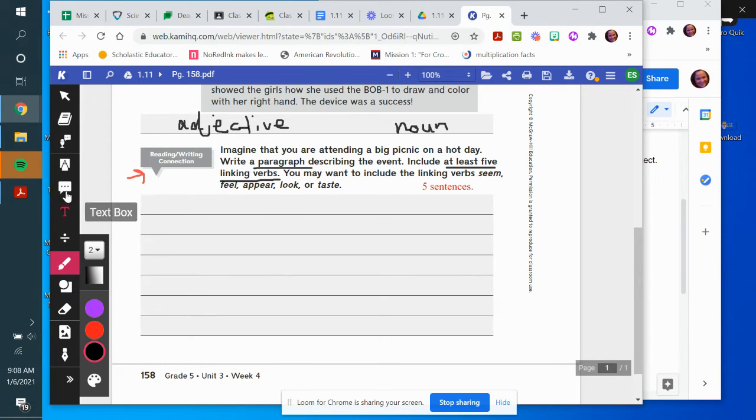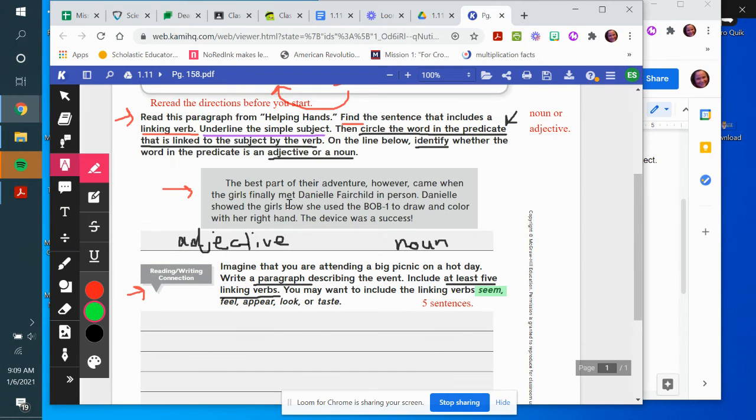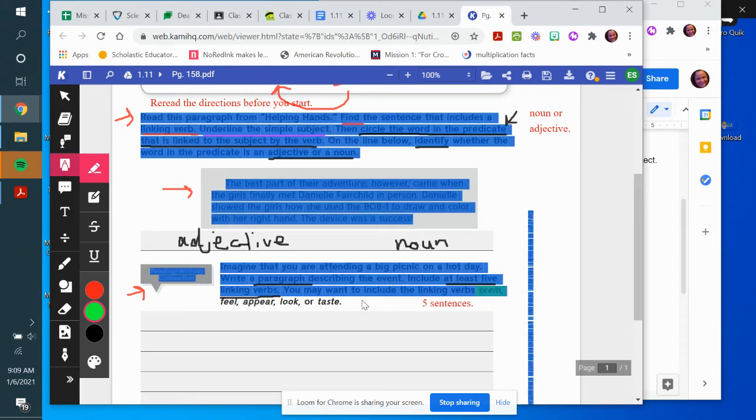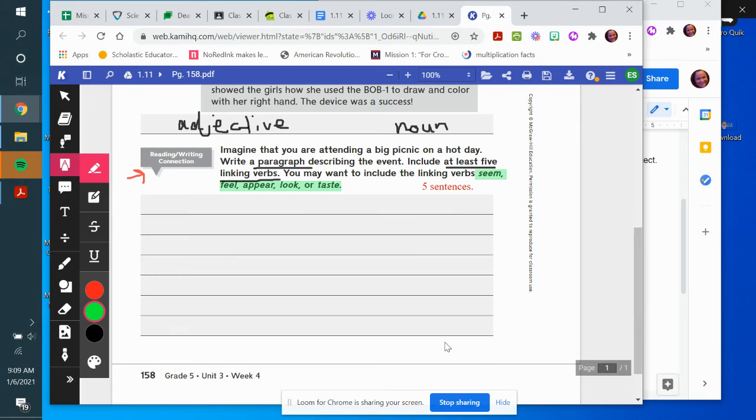So right here, I don't know if you know, wait, where's that one, hold up. Is there a highlighter? I think there's a, yeah, okay. You ready for this? Some other linking verbs are seem, feel, appear, look, or taste. Those are also examples of linking verbs. You can use those too.